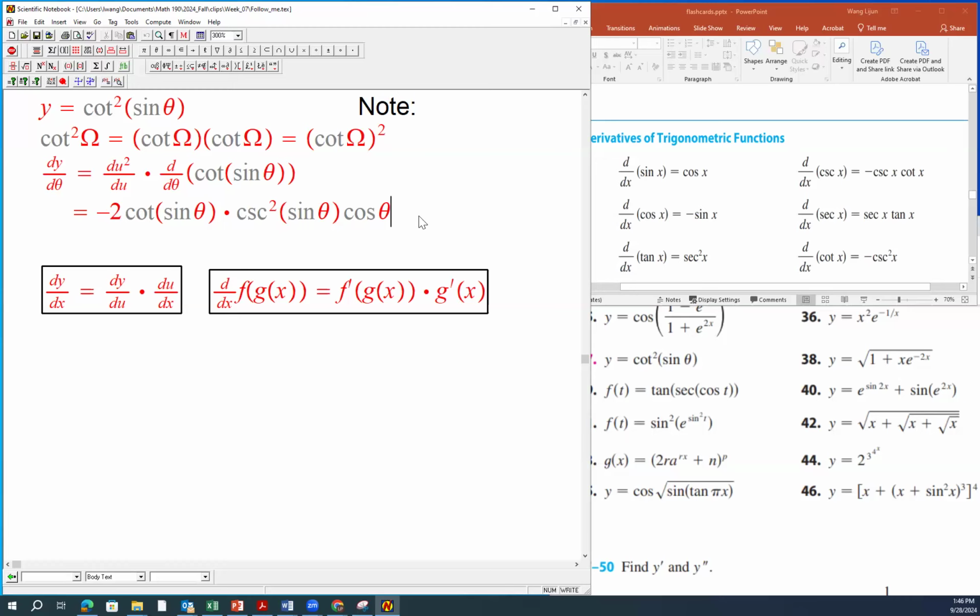Can we reduce it? No, I don't think we can reduce it. This is one entity, and this is another entity, and cotangent of sine theta is also another entity. So we cannot reduce it even further.